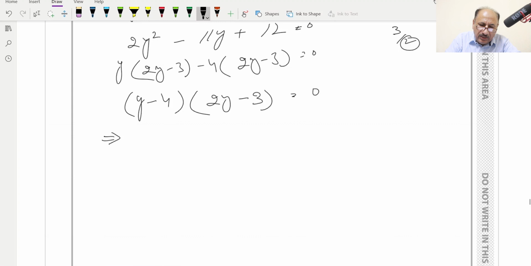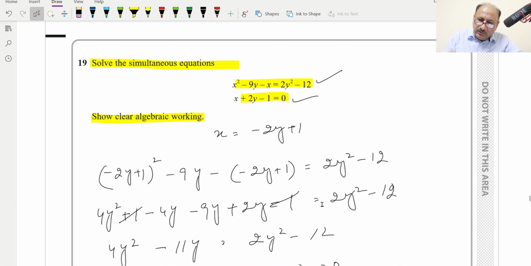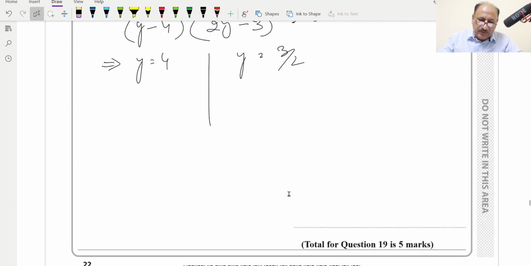So this implies y is equal to 4 or y is equal to 3 by 2. Now y is equal to 4 and y is equal to 3 by 2, these values we can replace in this second equation and find the value of x. So x plus 2y minus 1 equal to 0.